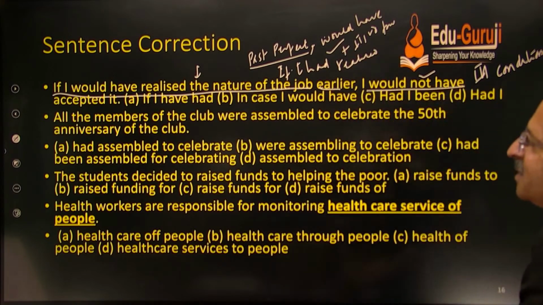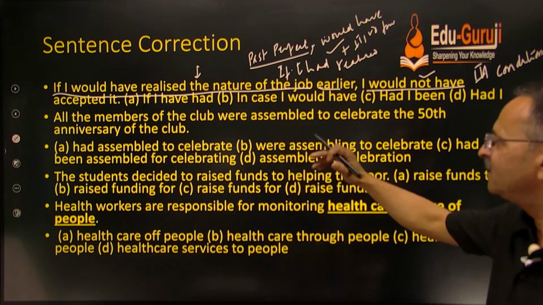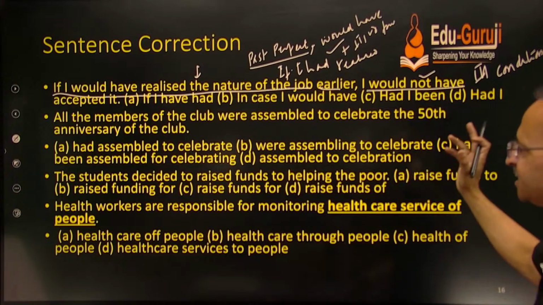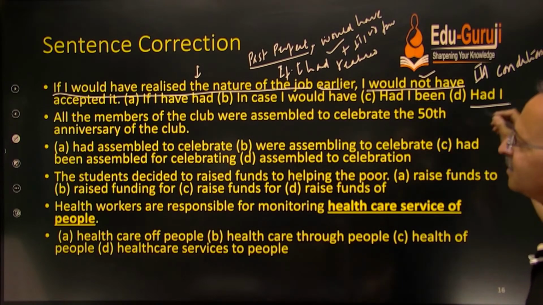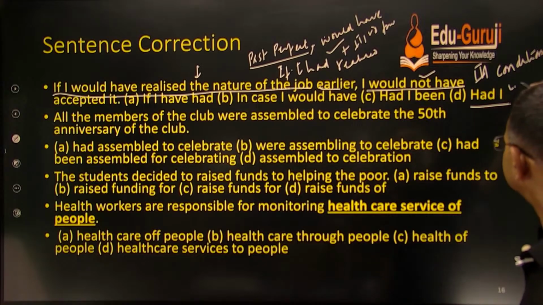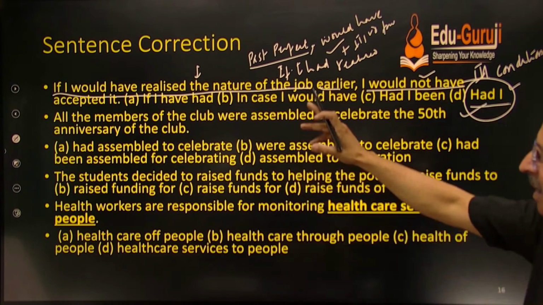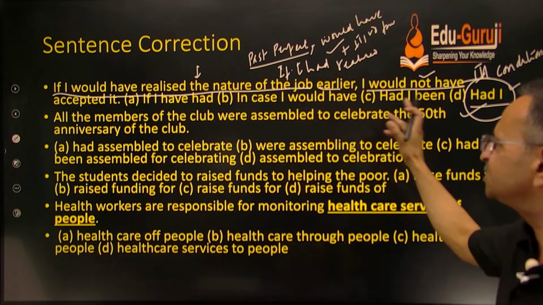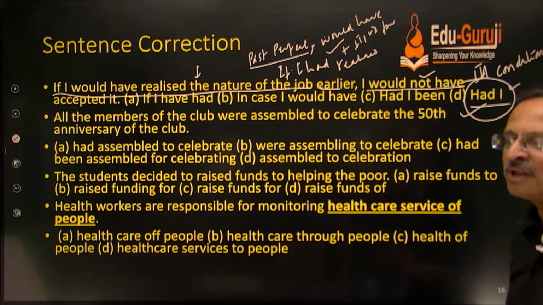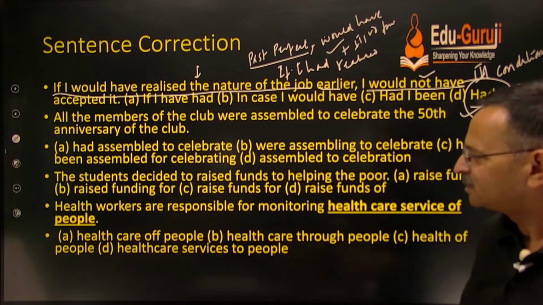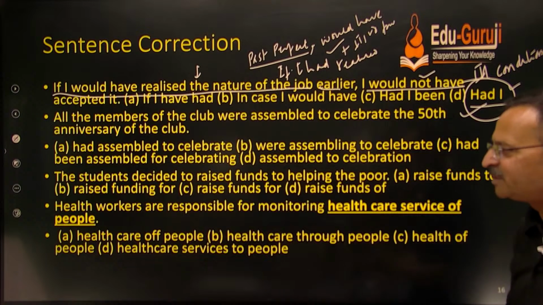But has he given this option? "If I have had", "in case I would have", "had I been", "had I", yes. What he has given is "had I". What he has done here is he has given you an inversion. So the correct answer would be "Had I realized the nature of the job earlier, I would not have accepted it." I hope it is clear to you. Now let's go to the next question.